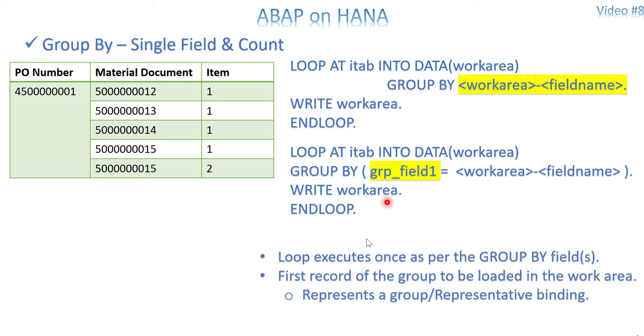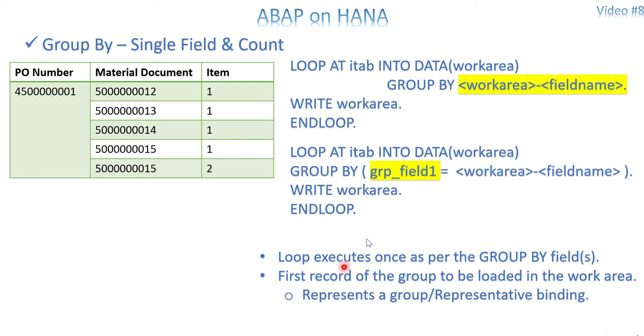Now the loop is going to execute differently for group by. It executes once per group by field value. Suppose for this internal table I have 5 records. Normally, if you say loop and end loop, it should execute 5 times. But if you introduce a group by based on the PO number, this loop executes only once, because the loop execution is determined by the group by. If I have more than one PO number, say 8 records where 5 belong to one PO and another 3 belong to another PO, then it executes 2 times.